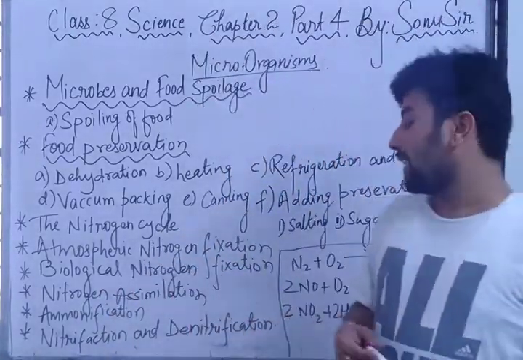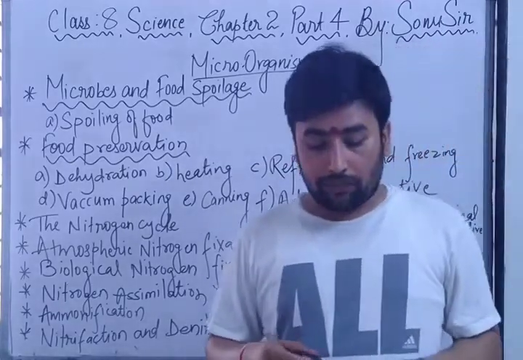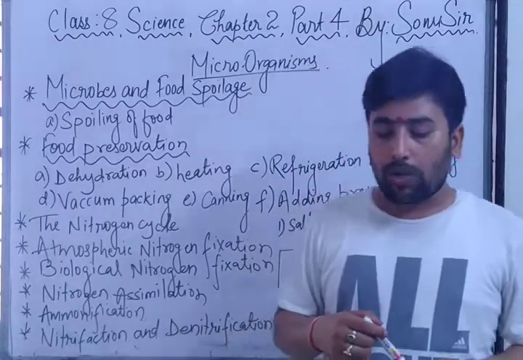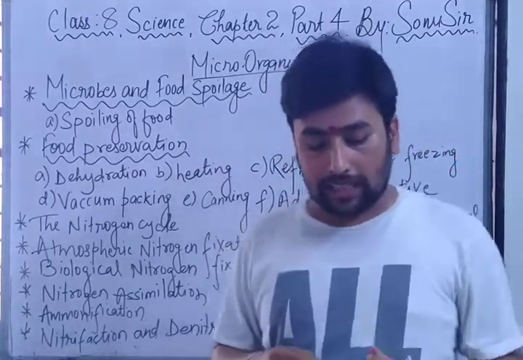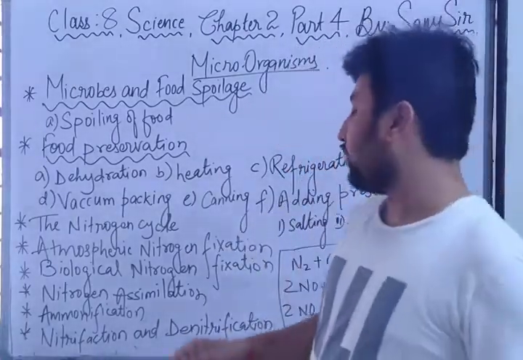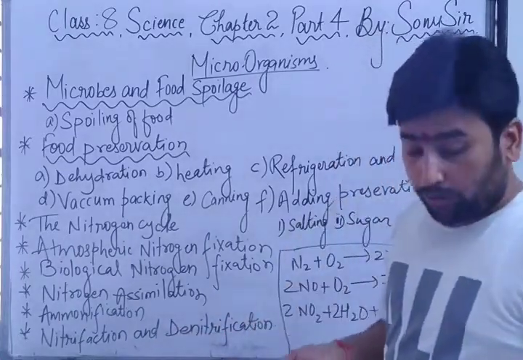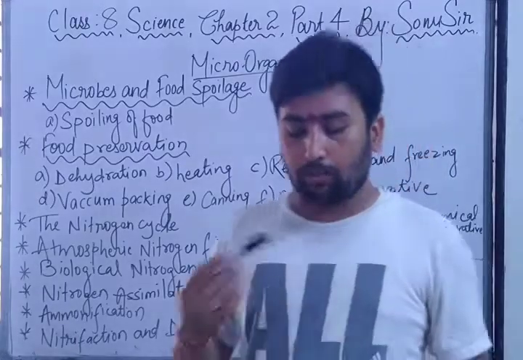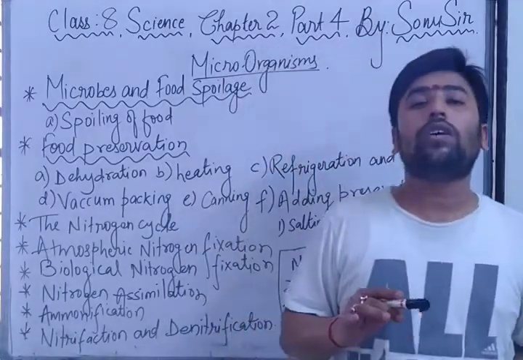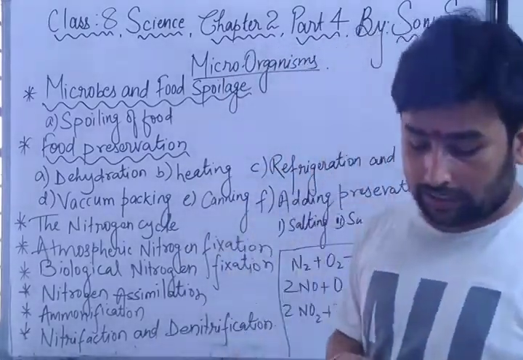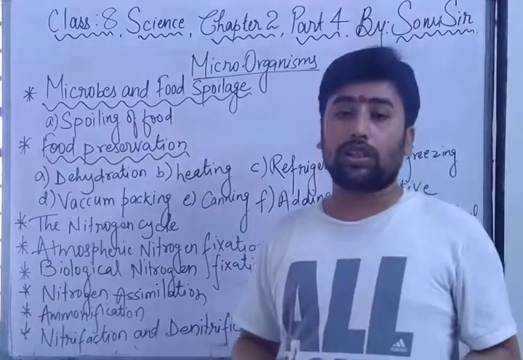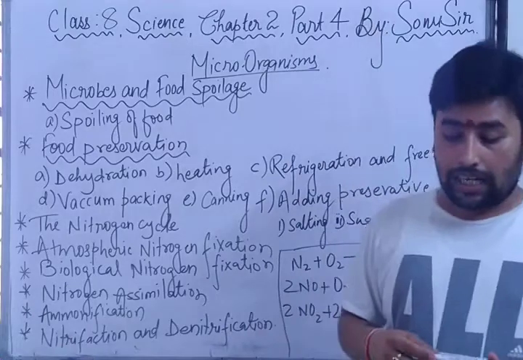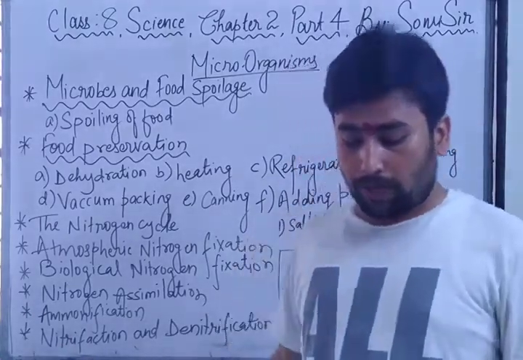Second last is nitrification. Nitrification means some of the ammonia is taken directly by plants while the rest is converted into nitrates by nitrifying bacteria. So remember, nitrification means the process of converting ammonia to nitrates in the soil. The process of converting ammonia to nitrates in the soil is called nitrification. Some of the nitrates are absorbed by the plants.